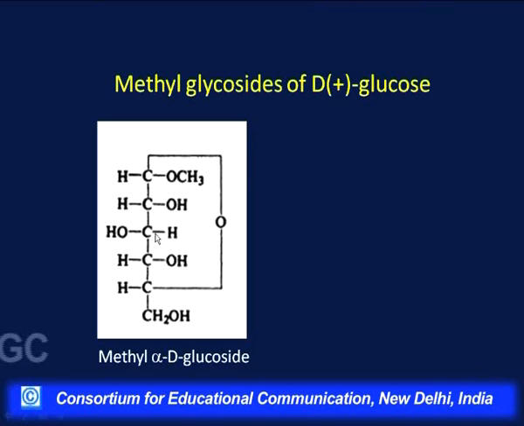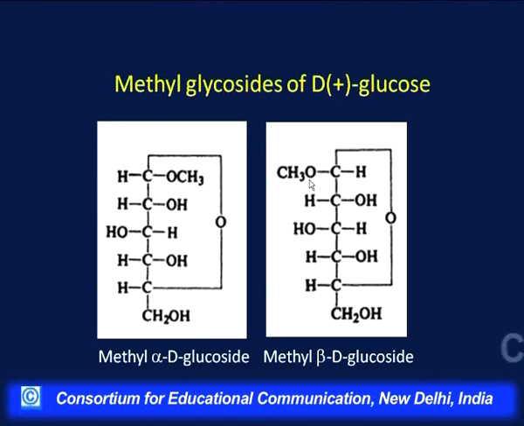was arbitrarily given, and this is the glucoside formed with hydroxyl on the right side, we call it alpha, and the one with the hydroxyl on the left hand side is called beta, and they have formed the methyl glucoside. So, in place of OH of the original glucose, now it is OCH3 in these 2, and they are named as methyl alpha D glucoside and methyl beta D glucoside.